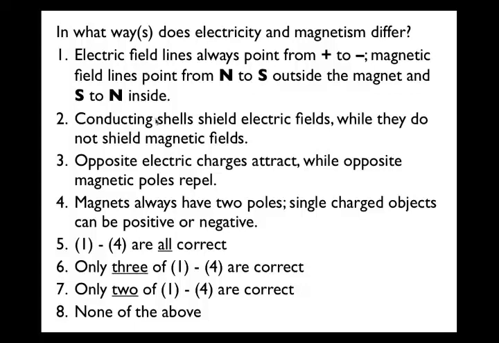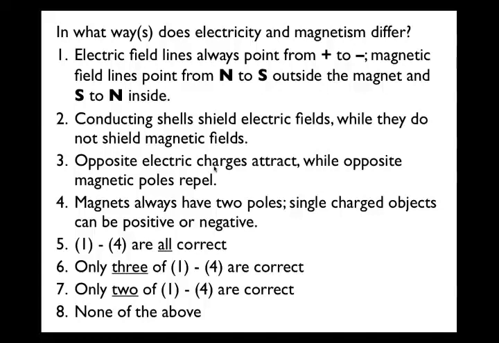However, number 3 is not true. We've said before that opposite electric charges attract, and our observations of magnets lead us to believe that opposite poles also attract, and like poles repel. 4 is correct, though. Magnets always have 2 poles.